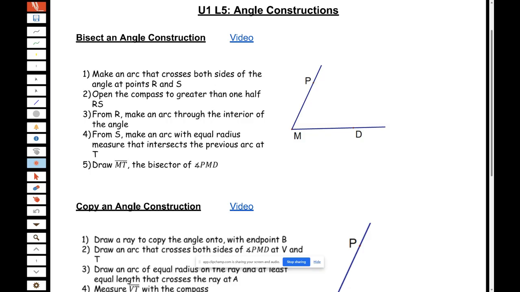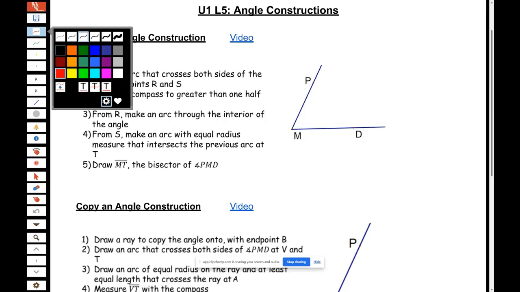To bisect an angle, the first thing you do is make an arc that crosses both sides of the angle. Whether it hits point P or point D or some point that was named on the angle doesn't matter. Those points are unimportant because our goal by making an arc that crosses both sides of the angle is to get a point here and a point here that are equidistant from the vertex. So that is our goal.